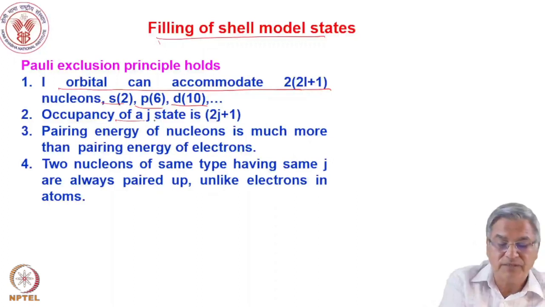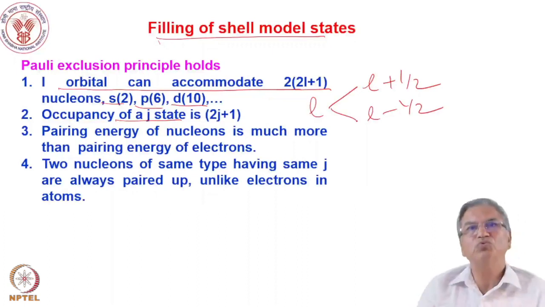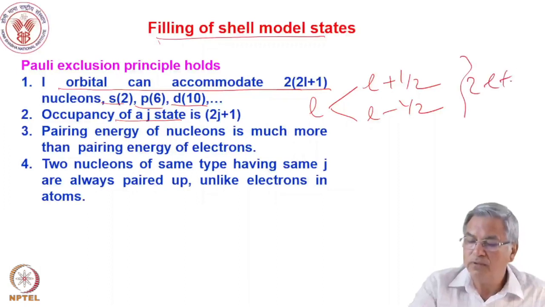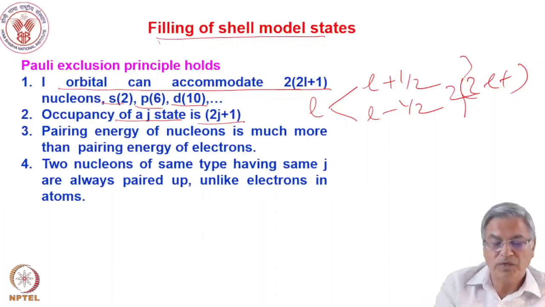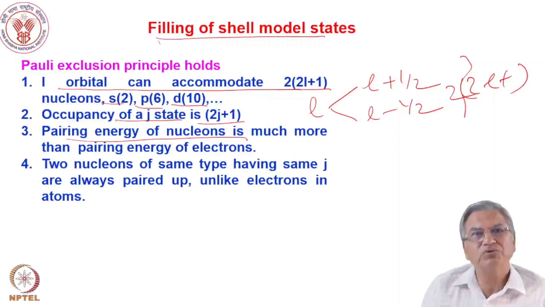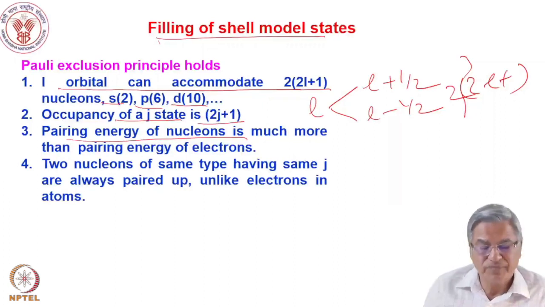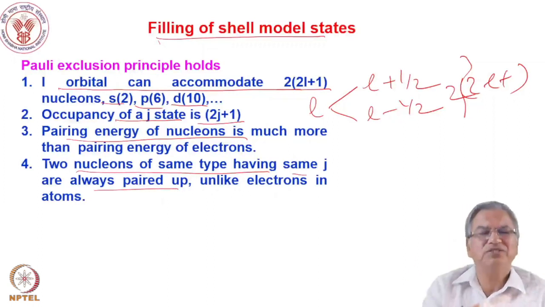Accordingly, the occupancy of a J state: because each L has split into two, the J states will have occupancy 2J plus 1. Every J state will have 2J plus 1 occupancy. Then, the pairing energy of nucleons is much more than the pairing energy of electrons. The electron pairing energy is of the order of a few electron volts, whereas for nucleons we have seen that the delta value for pairing energy is 1 to 2 MeV. So it is a very high pairing energy. The two nucleons of the same type having the same J are always paired up because of this high pairing energy, unlike electrons in atoms. We will consider these facts while filling the orbitals by nucleons in the next slide.